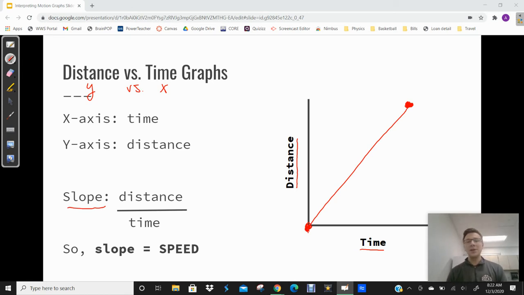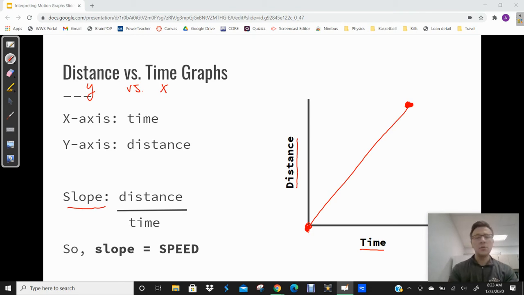Well, we know that distance over time is the equation for speed. So the slope of a distance versus time graph represents the speed of an object. So I can look at this graph and I can tell that the object is moving some distance over a period of time, and therefore it has to be moving, and it has some sort of speed. When we calculate the slope, it tells us the speed of the object.